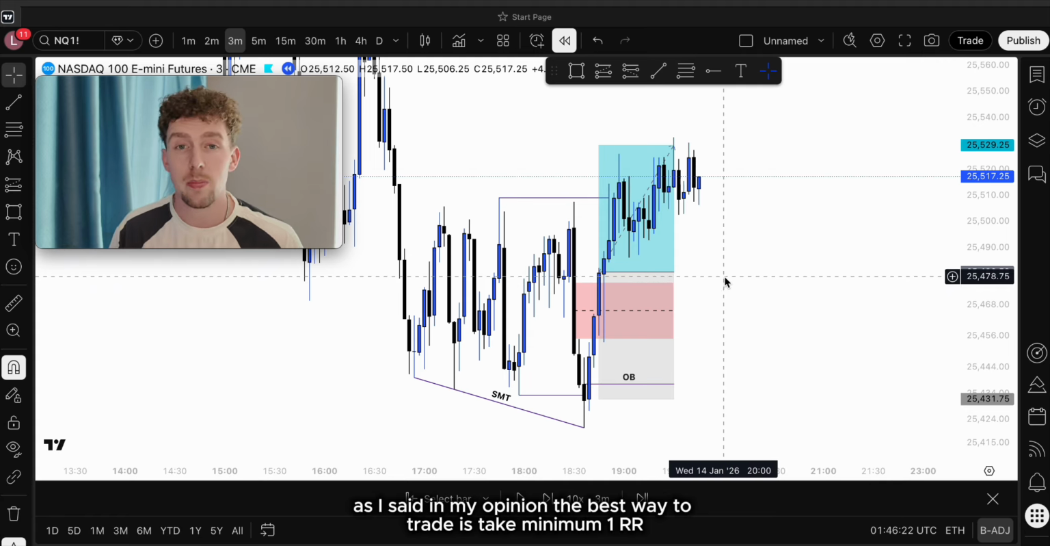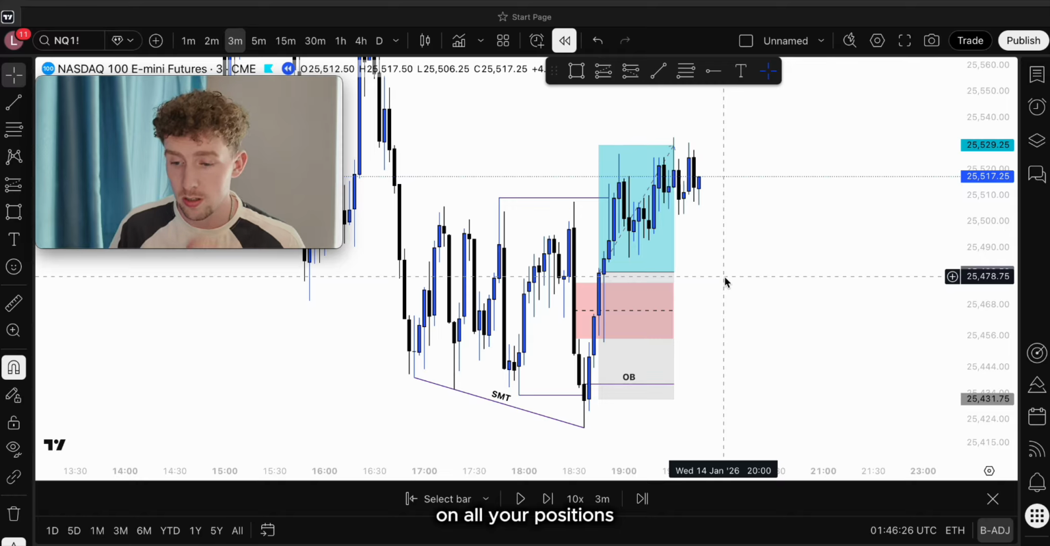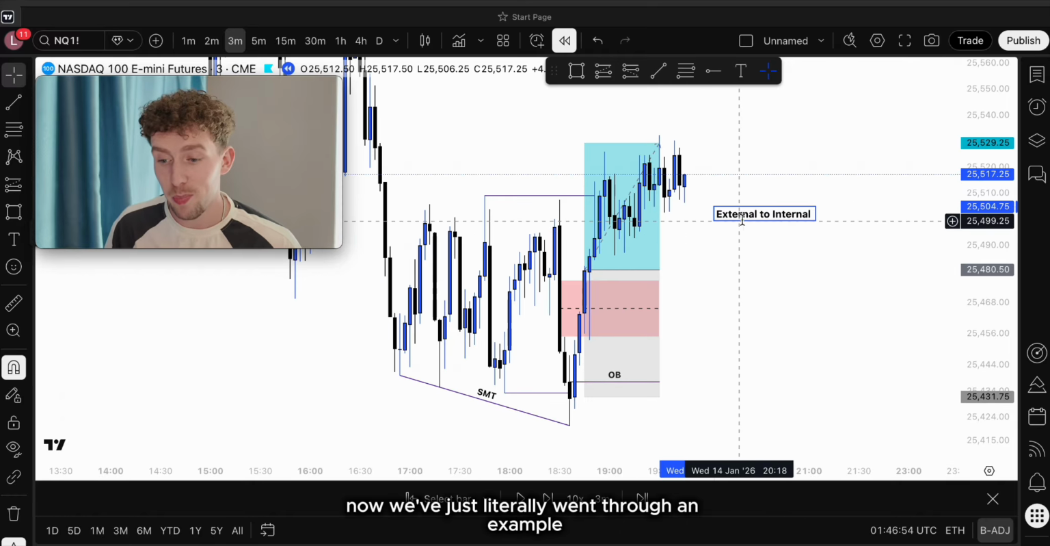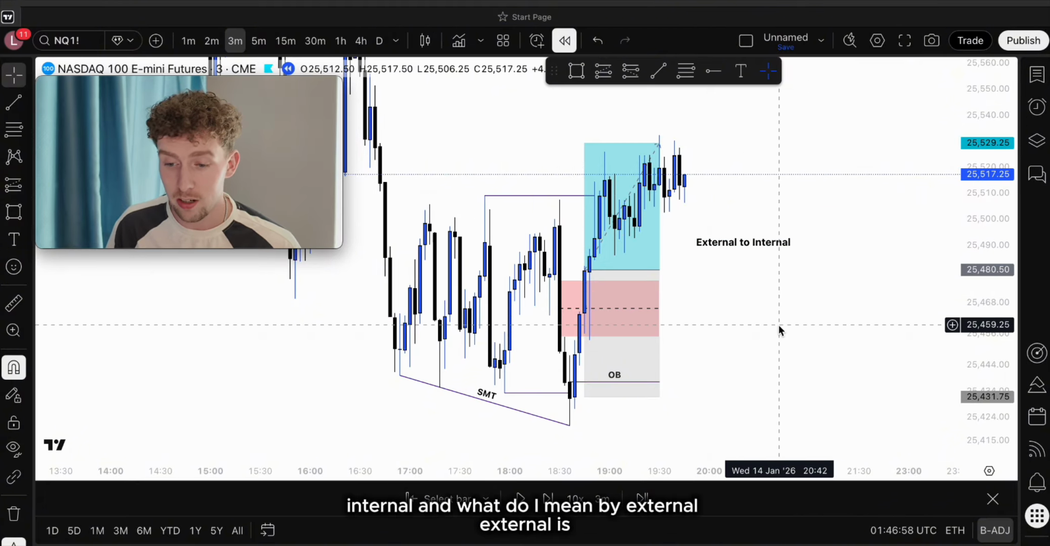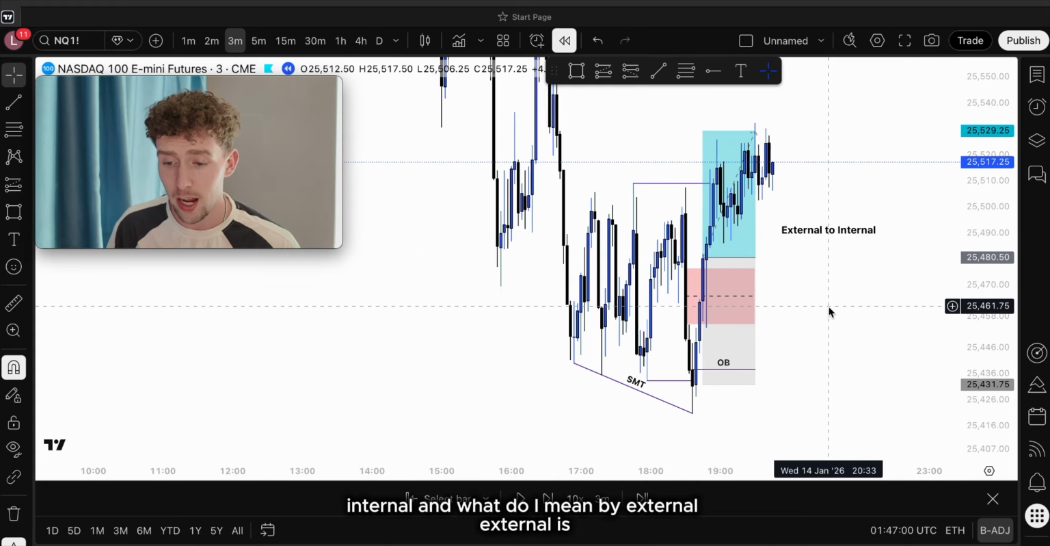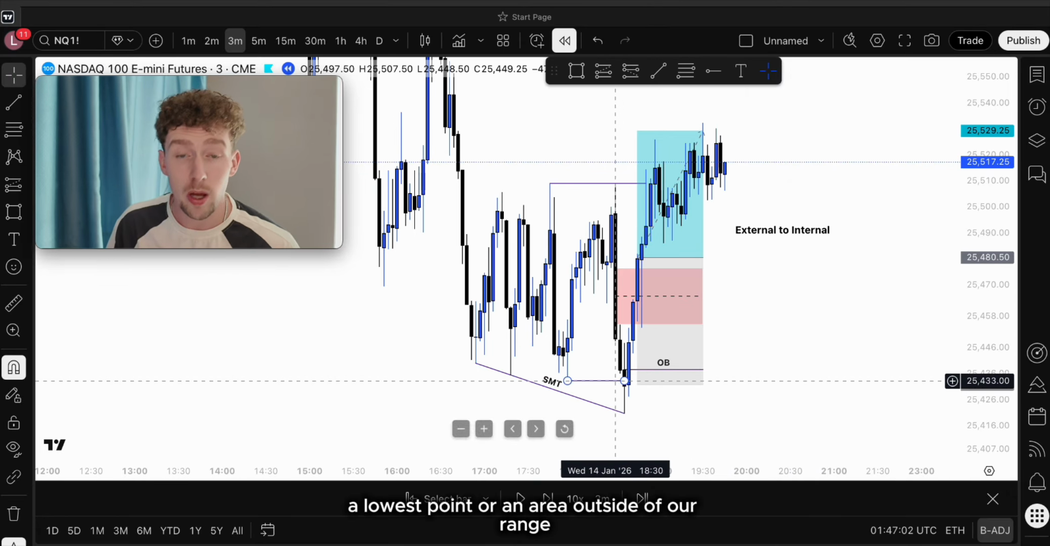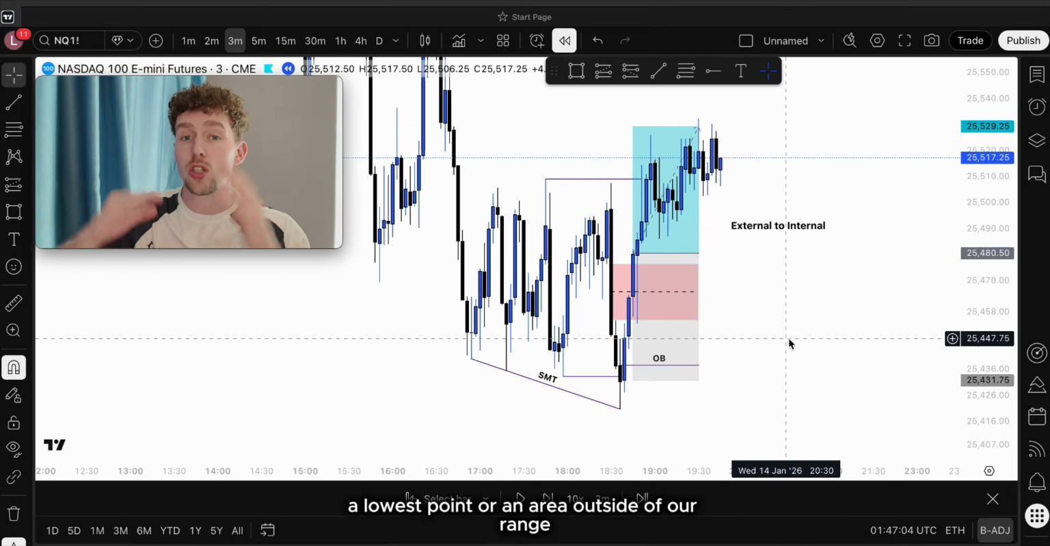But as I said, in my opinion, the best way to trade is to take minimum 1 RR on all your positions. Now, we've just literally gone through an example of it. And you didn't even know what you're doing, but we actually went through external to internal. And what do I mean by external? External is a lowest point or an area outside of our range.